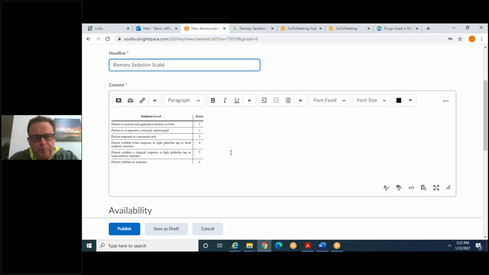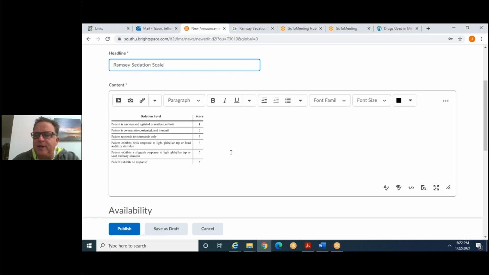So the Ramsey Sedation Scale is a way that you can objectively look at sedation. The way that you've got to think about it is it's kind of like a pain scale. A verbal pain scale is a scale of 0 to 10, with 10 being the worst pain you've experienced.